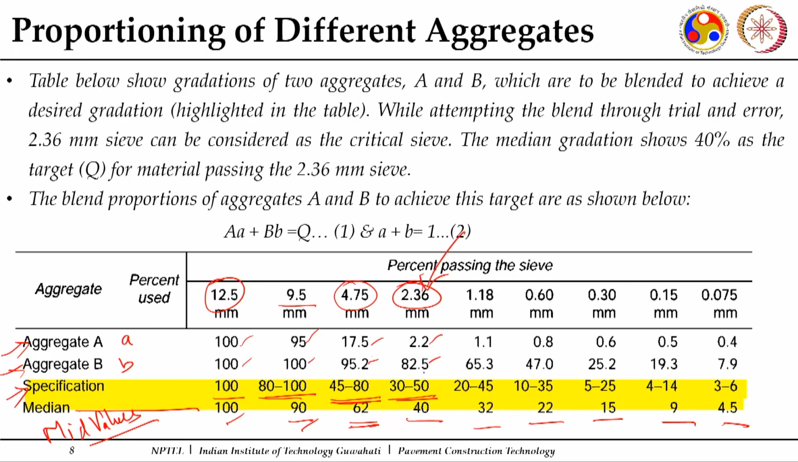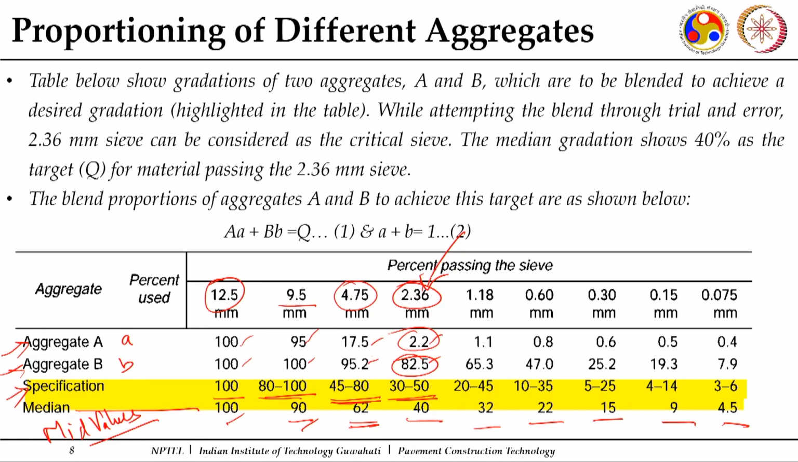Here you will get material only from this percentage passing, because there is very little material available with it. So, these are important sieves which need to be worked out when you are doing these trial and error exercises. So, if I select say 2.36 as one of my sieves to attempt the trial and error.